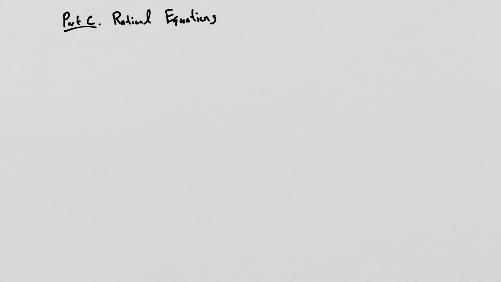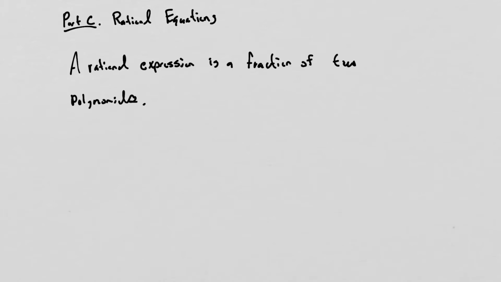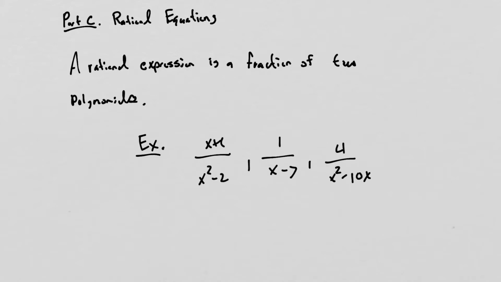In this section, we'll cover how to solve rational equations. A rational expression is a fraction of two polynomials. Some examples of rational expressions are the following: (x plus 1) divided by (x squared minus 2), 1 over (x minus 7), and 4 over (x squared minus 10x). One other one that we could see would be 1 over 3x plus 5 over 2x.